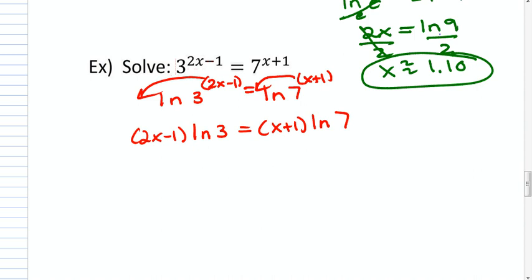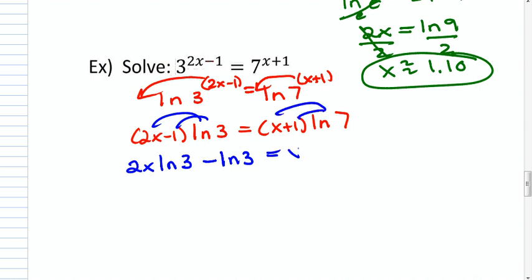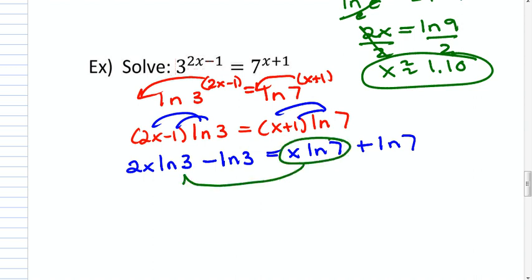So let's do what we can do, and that is, since we have parentheses, we can distribute. The ln of 3: so we have 2x ln of 3 minus ln 3 equals, distribute the ln of 7, so x times the ln of 7 plus ln 7. Now remember, our goal is to get x by itself. So let's move all the things with x's, like for example, this has an x, so I'm going to move it to the other side.